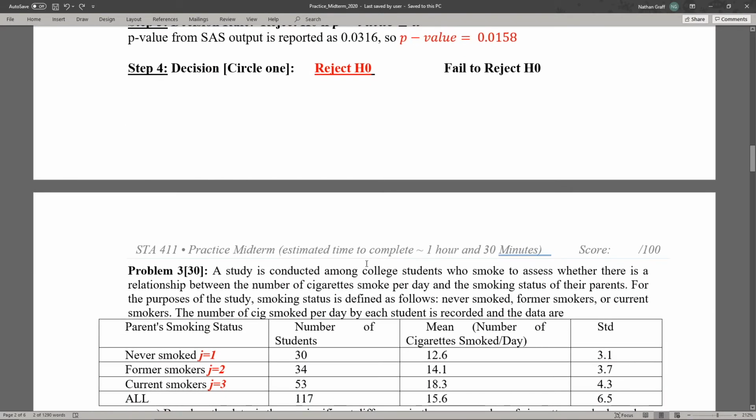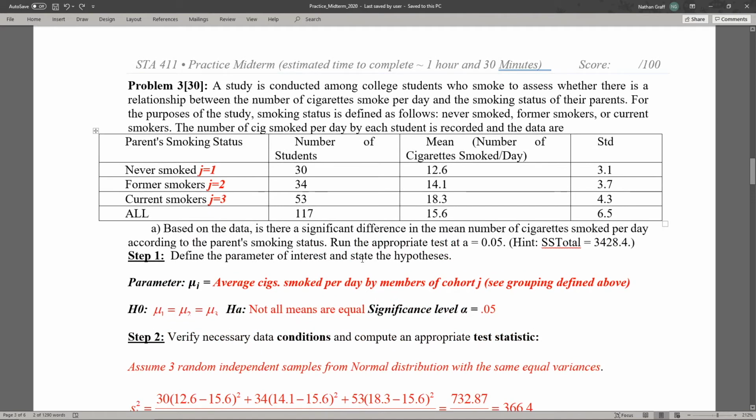All right, and moving along to the next question. We have a study that was conducted among college students who smoke. The intent of the study was to determine whether there exists a relationship between the number of cigarettes smoked per day and the smoking status of their parents. The smoking status of the parents were divided into 3 groups: never smoked, former smoker, and current smoker. The data is summarized in the table here.